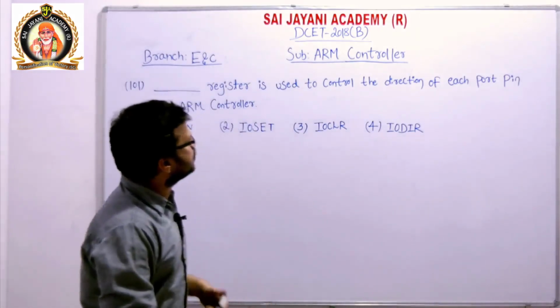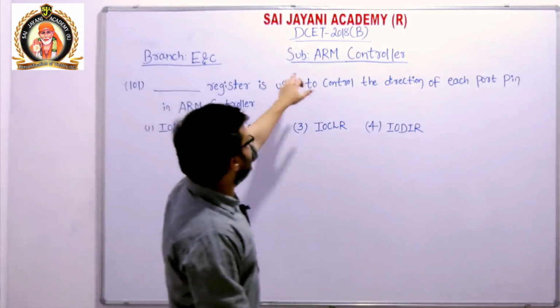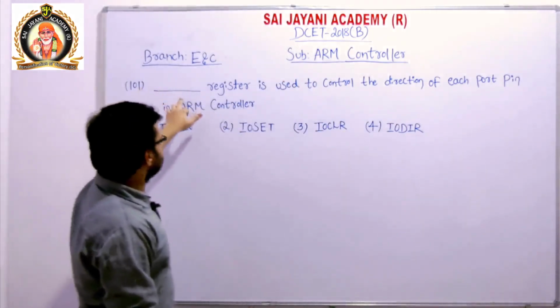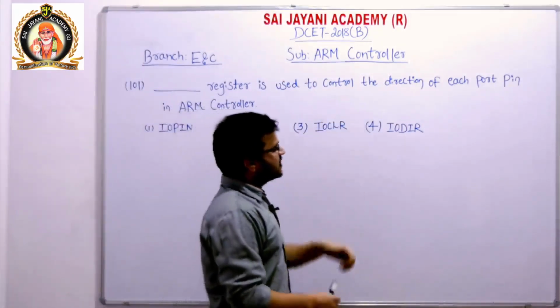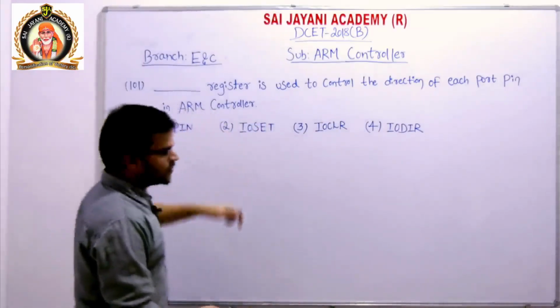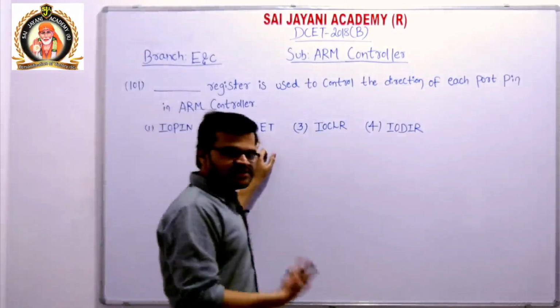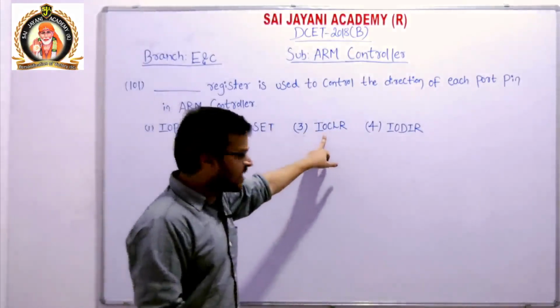2018 B series. Now we are going to solve questions on the subject called ARM controller. In that, question number 101: which register is used to control the direction of each port pin in ARM controller? The options are given below. The first one is IO pin, the second one is IO set, the third one is IOCLR, and the fourth one is IODR.